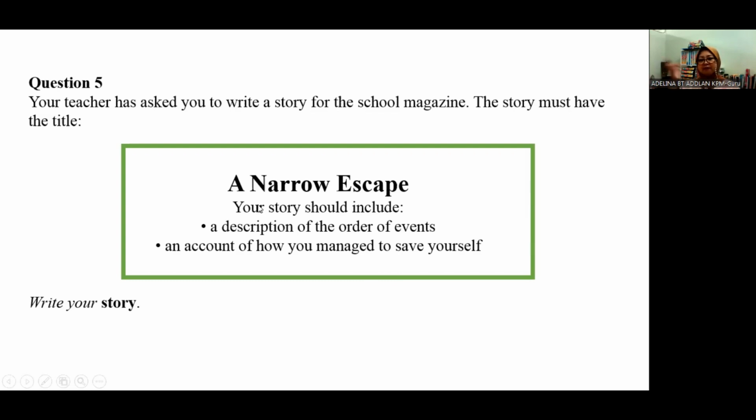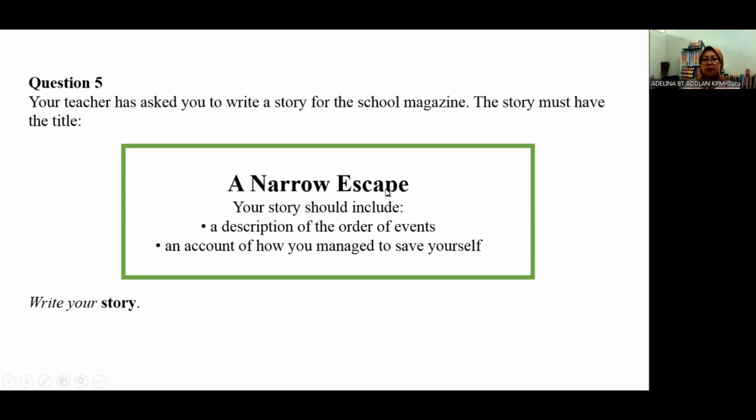It's a little bit different compared to the first and the second question in part 3, because the bullets are only 2, where students have to make a description of the order of events, meaning that you're talking about the process of this particular incident, of this particular story. If you read a lot of novels, you can see there's a climax and a resolution part. So you must have those stages. An account of how you manage to save yourself.